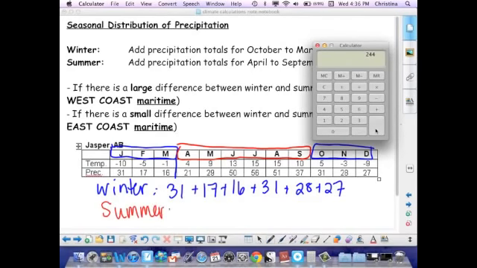So we had a little bit of technical difficulties here. Our summer is 244 millimeters because I added up all of these figures in our summer months. And so obviously summer is weighed more heavily. Our winter was 150, our summer is 244. Therefore, our seasonal distribution for Jasper is summer. Okay? And that's calculating the seasonal distribution.